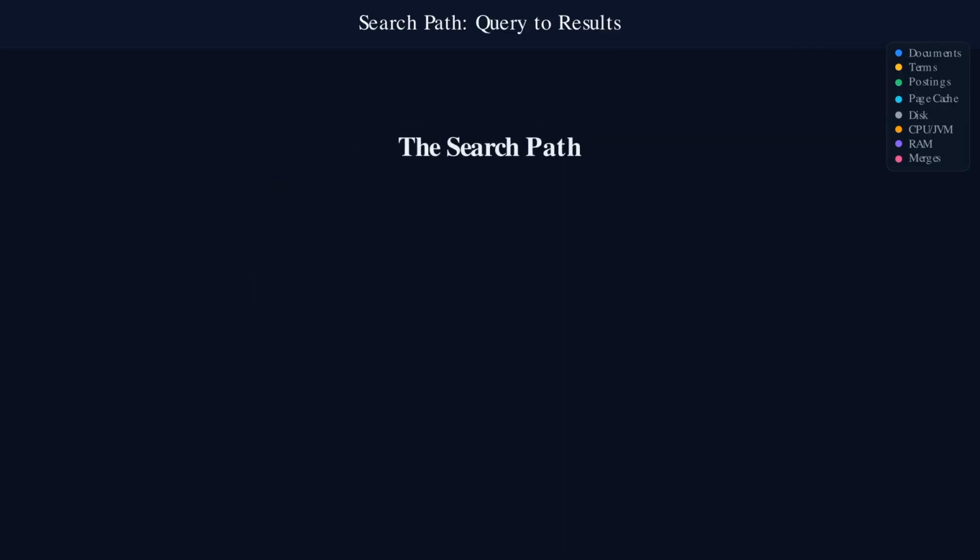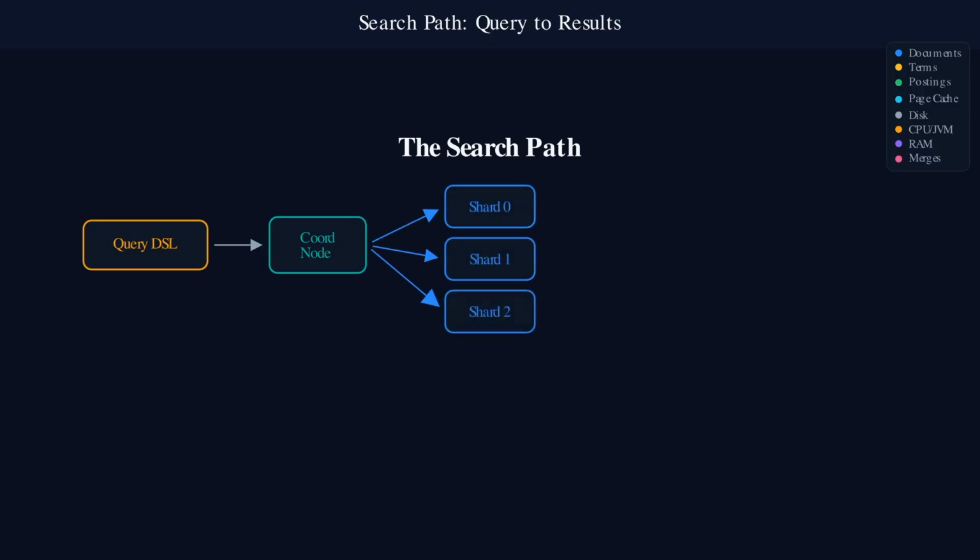Now let us follow a search query from start to finish. Imagine you are at a library reference desk. You ask the librarian for all books about Kafka and timeouts. The librarian checks the card catalog for each word, finds the matching book lists, then intersects them to find books containing both words. That is essentially what Lucene does.